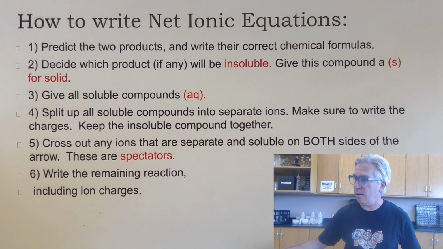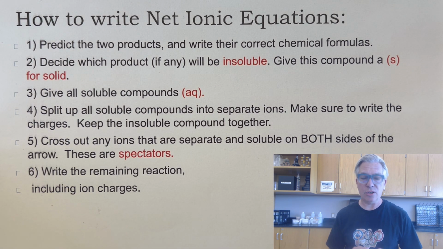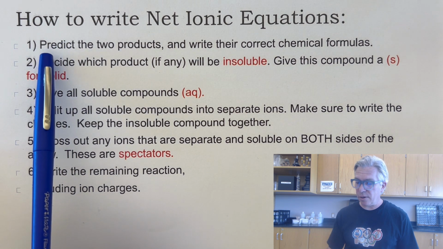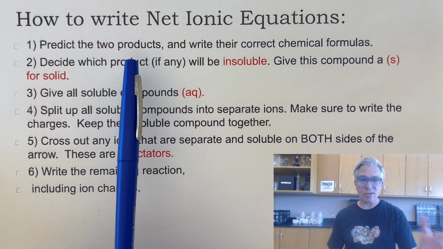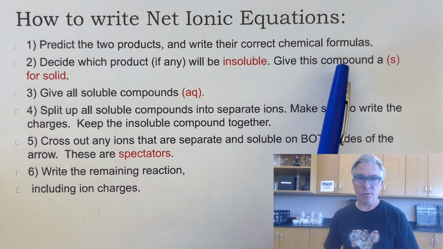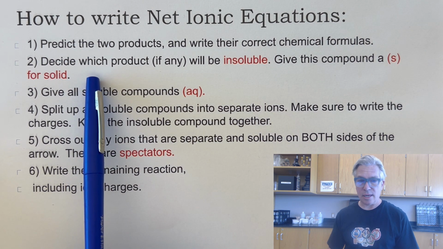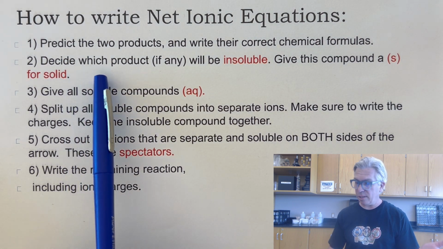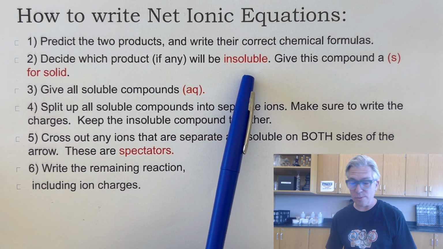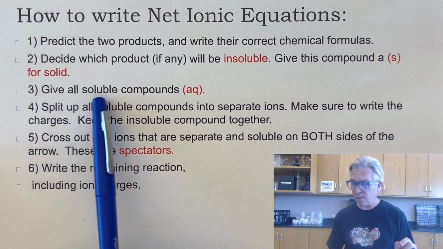Here's a set of steps that I wrote for doing this for a net ionic precipitation reaction. This is usually the kind of reaction we learn about net ionic equations for. And so this is what I have come up with. First, we want to predict the products. We have to start with the balanced chemical equation, see the whole thing that's there, and write the correct chemical formulas. That's step one. Then we're going to decide if this is a precipitation reaction, for example. We're going to decide which product, if any, will be insoluble. Give this compound a solid so we can tell it for later. Give all soluble compounds aqueous.